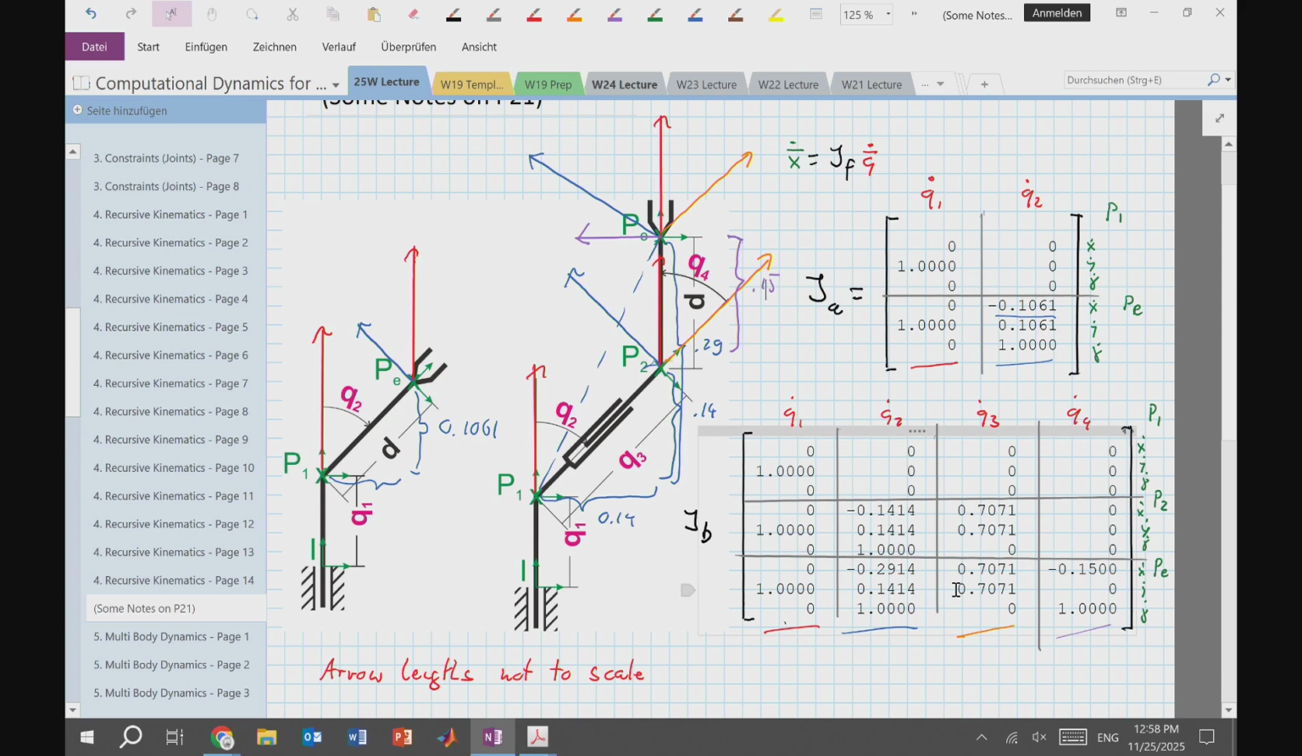Now, same question. Can the end effector run into a kinematic singularity? Can you think of a configuration where I don't get 3 degrees of freedom for my end effector?